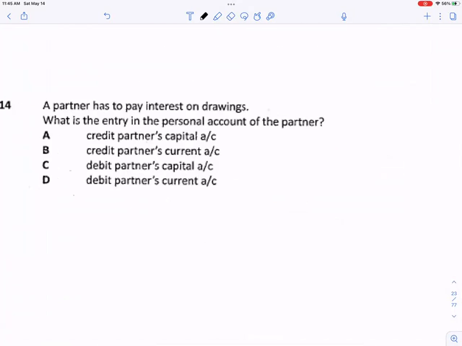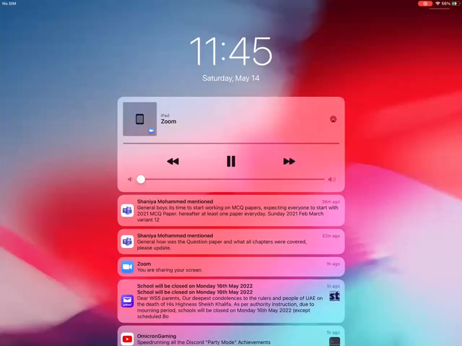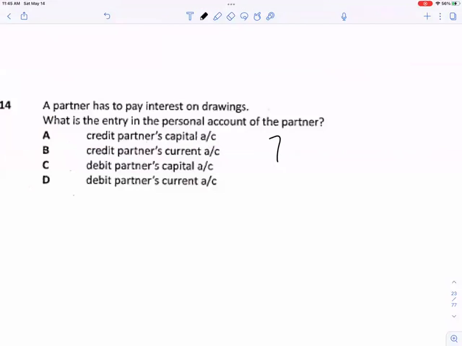There is capital account and current account both. So in this case, which option will you give more preference to? Current account. Very good. Which side does interest on drawings go? Debit side.